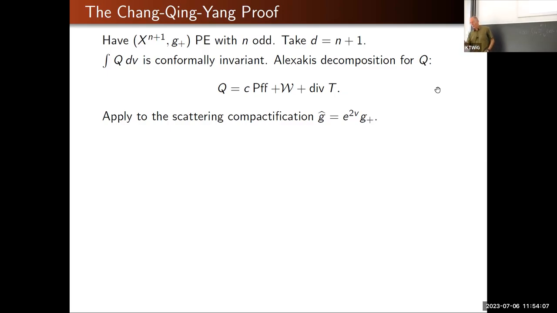Now, what we're going to do is look at the Q curvature, the left-hand side of this, and ask: what is the Q curvature of this scattering compactification? I'm going to show you it turns out to be identically zero. We're using the Q curvature to get this decomposition, but the Q curvature is just going to disappear. This is a clever thing. So we want to calculate the Q curvature.